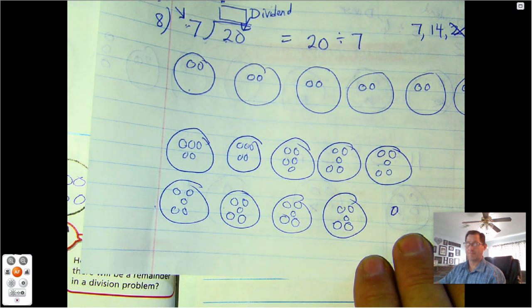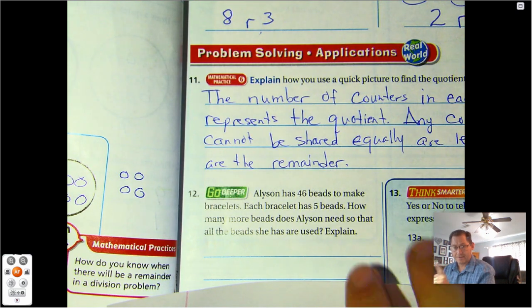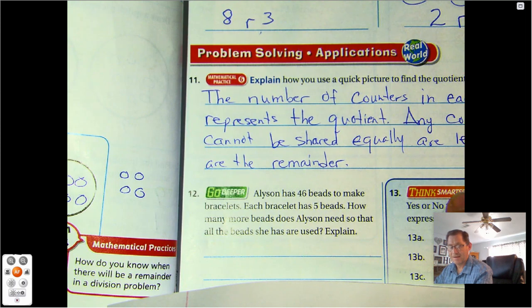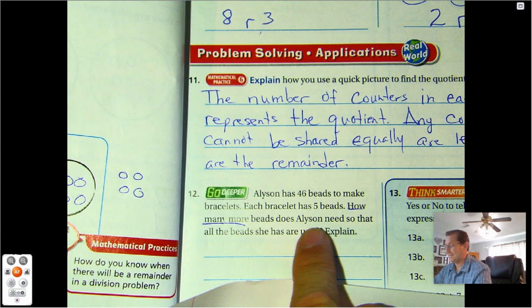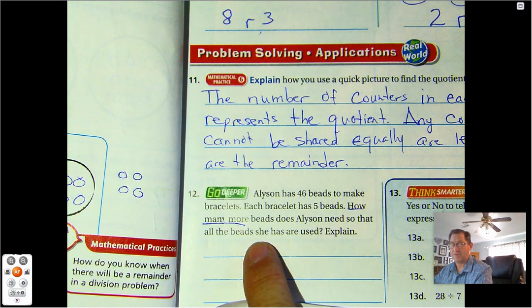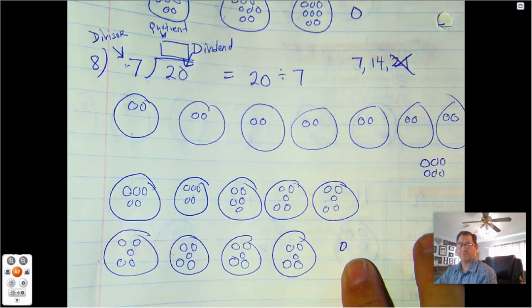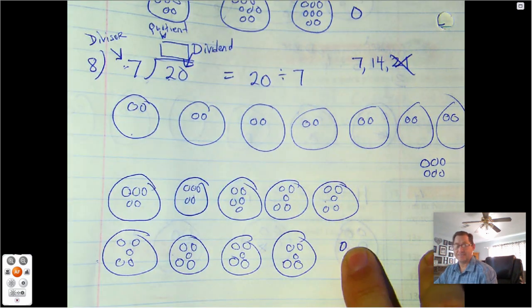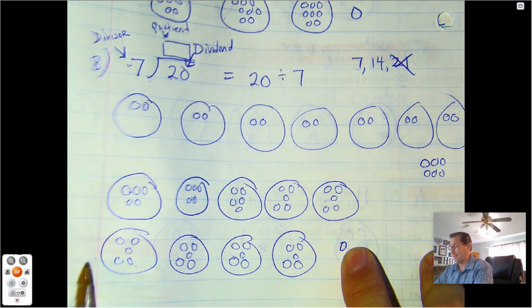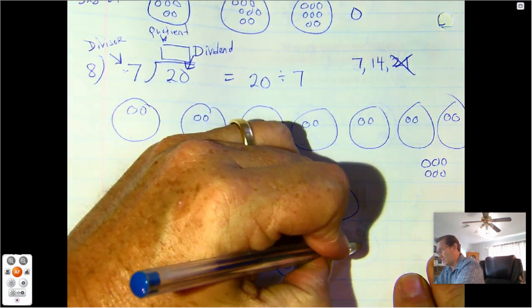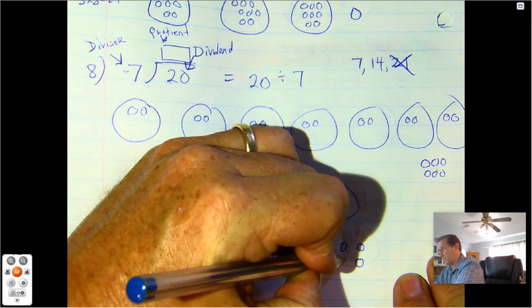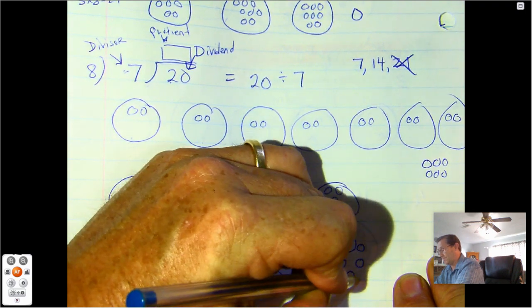But now let's read the question carefully. How many more beads does Allison need so that all the beads she has are used? Well, right now we have 1 bead left over. So how many more would I have to add to this 1 bead in order to have another necklace? Each necklace has to have 5. So I have to add 1, 2, 3, 4. So I'd have to add 4 more beads.